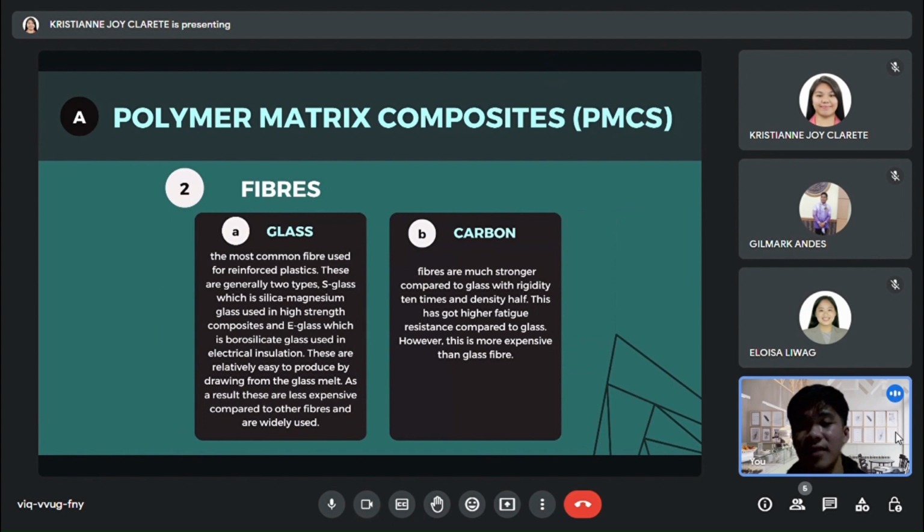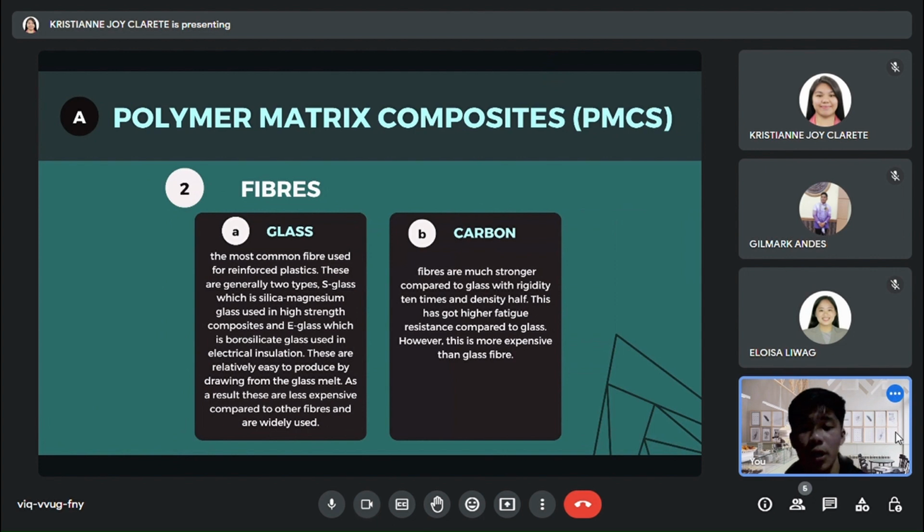These are relatively easy to produce by drawing from the glass melt. As a result, these are less expensive compared to the other fibers and widely used. So the majority of all fiber used in the composites industry is glass. Glass fibers are the oldest and by far the most common reinforcement in the end market applications.